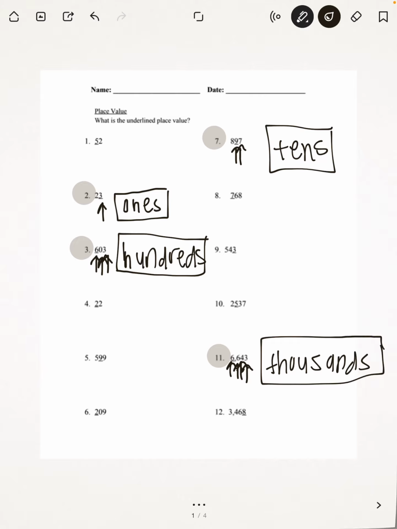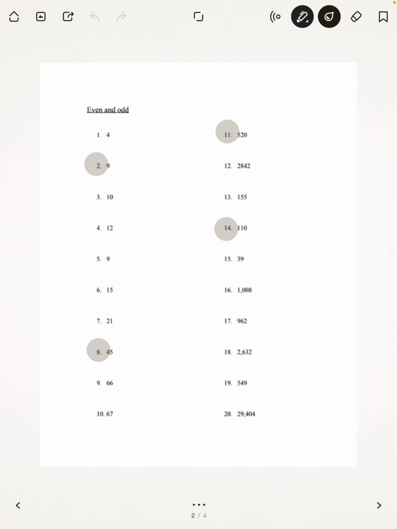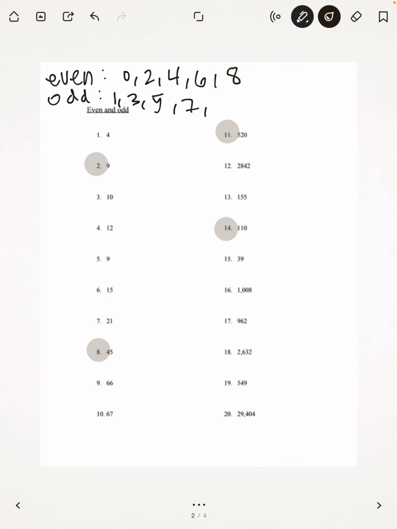The next topic is even and odd. So an even number is any number that ends in a 0, 2, 4, 6, or 8. And then an odd number is any number that ends in a 1, 3, 5, 7, or 9.